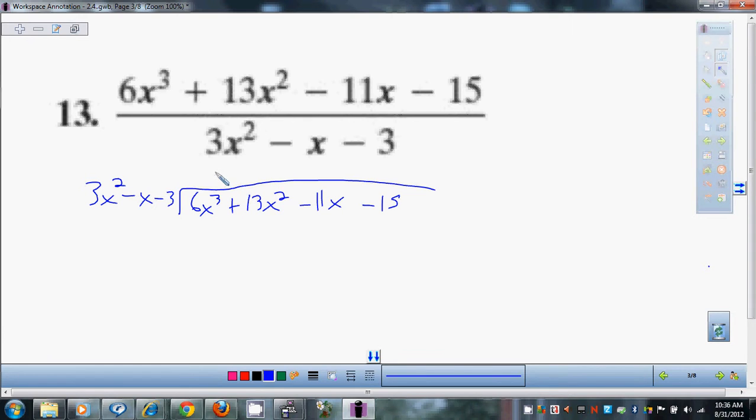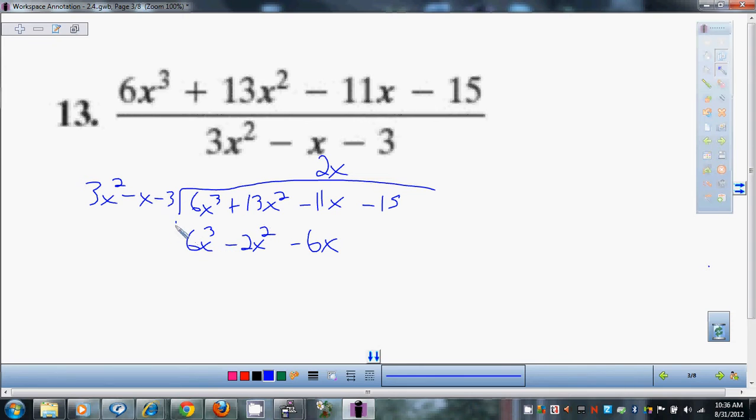Here we go. First step. First term divided by first term. 6x cubed over 3x squared, 2x. Notice I'm lining them up, x over x. Second step. Take that, multiply it through by your divisor. 6x cubed is 2x times 3x squared. 2x times negative x is negative 2x squared. 2x times negative 3 is negative 6x. That's all I've done, multiply it back through.